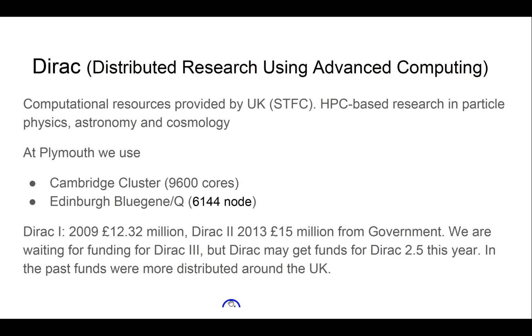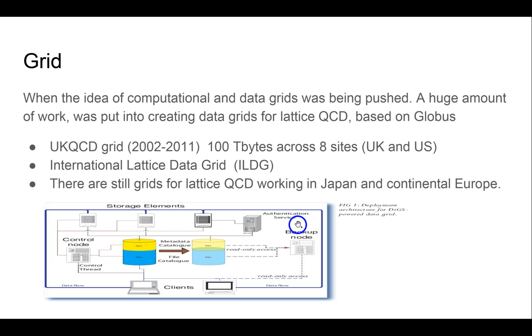In the past, funds were more distributed around the UK, so in Dirac 1, we got part of the Plymouth cluster. Now, when you apply for time on these machines, somehow this is built in, so we get some kind of benefit from just applying for computer time at Cambridge or Edinburgh, one of these places. So I told you it's important that you have all these data sets spread around, and in the past, in some collaborations, the calculations were spread over different supercomputer sites.